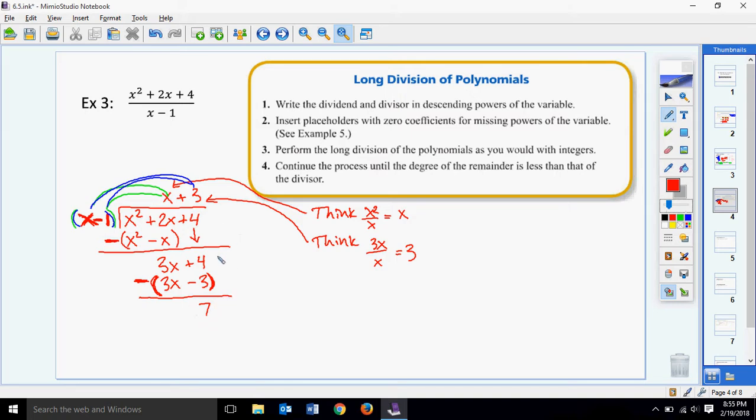There's nothing else for me to drop down. So my final answer, remember, it gets written as my quotient, x plus 3, and then it's always plus our remainder over our divisor, which is x minus 1. And I want to make sure this is simplified, and it is. There's nothing I can cancel with the 7 and the x minus 1. So remember, this 7 is the remainder. The x minus 1 is the divisor. And this guy here was the quotient.